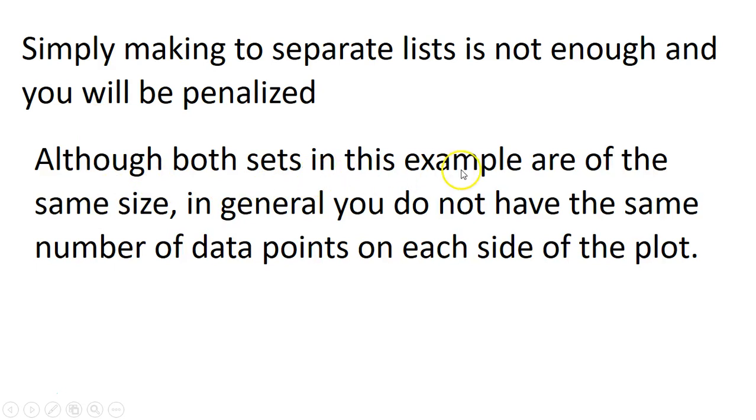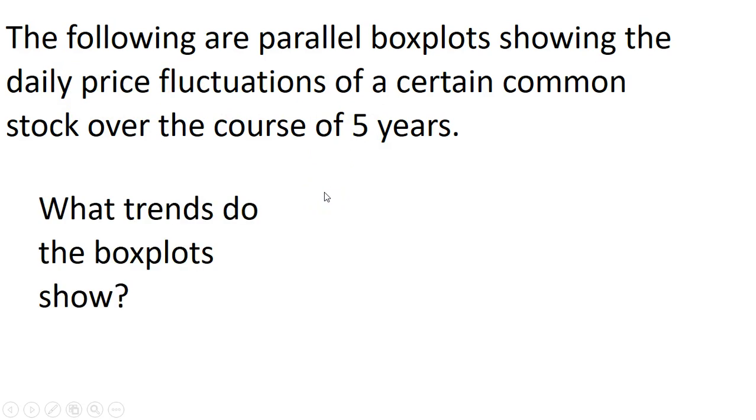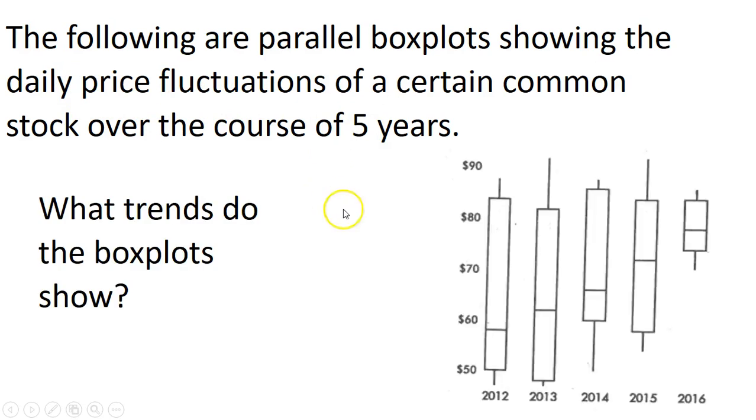Although both sets in this example are of the same size, generally you don't have the same number of data points on each side when you're doing stuff like this. Take a look at another example. The following are parallel box plots showing the daily price fluctuations of a certain common stock over the course of 5 years. What trends do the box plots show?